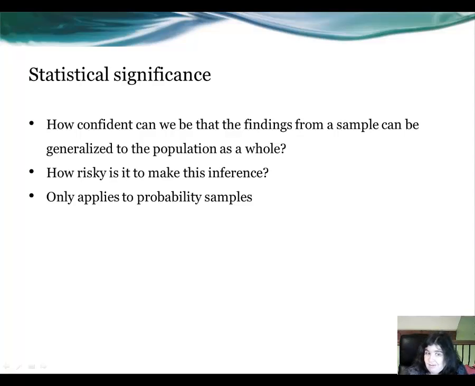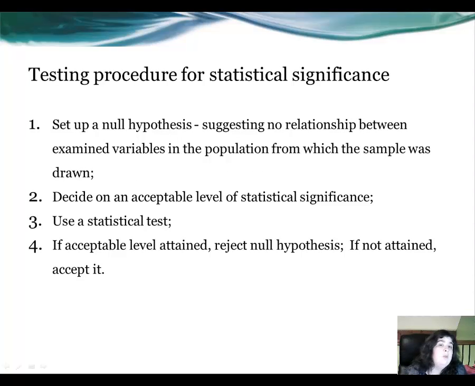So how do we test for statistical significance? Well, we set up a null hypothesis. We may suggest there's no relationship between the examined variables in the population from which the sample was drawn. We then decide on an acceptable level of statistical significance, 95% or 99%, for example. Then we use a statistical test, and if the acceptable level is obtained, we reject the null hypothesis. If not attained, we accept it.